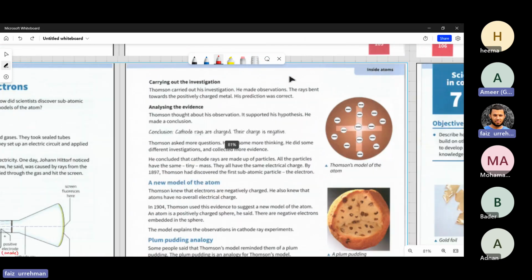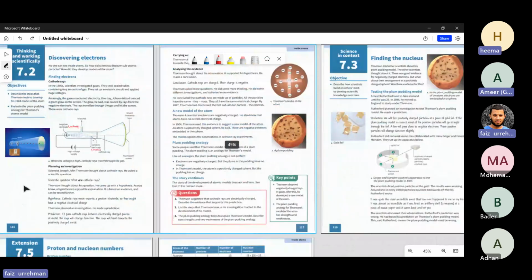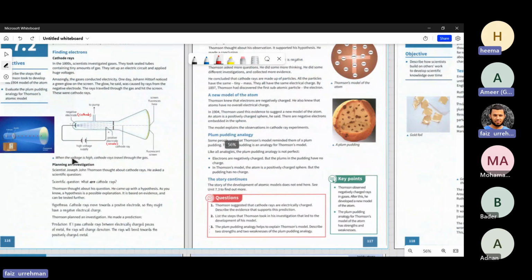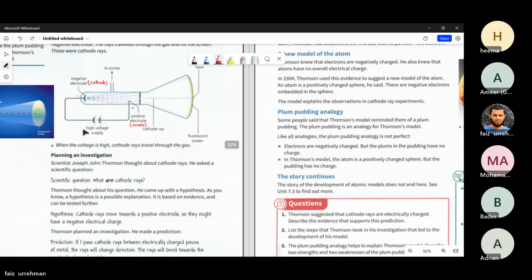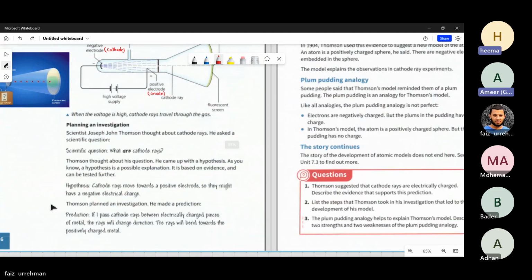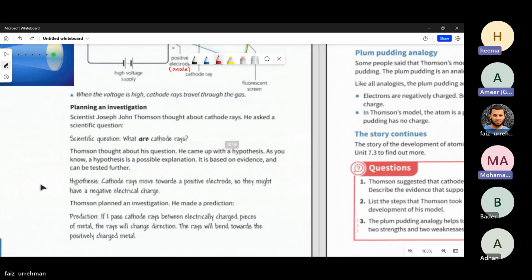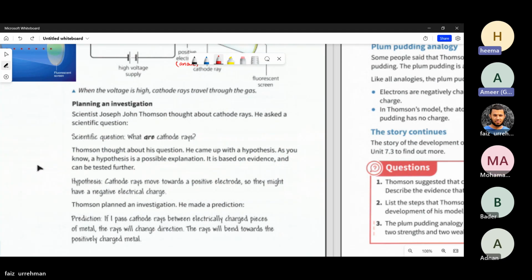So carrying out the investigation now, planning and investigation. This is one important part. Planning and investigation is important, yes, because see what is written.